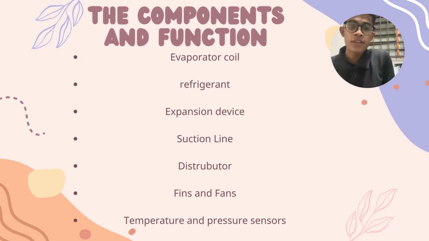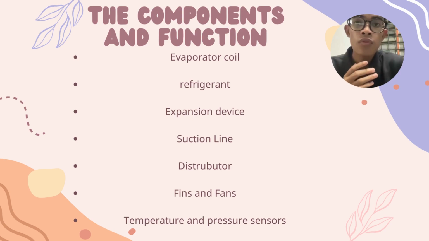So for the components and their functions, we have 7 components. First of all is the evaporator coil. The function is a heat exchanger coil. The evaporator coil helps heat move from the refrigerant to the material that has to be cooled.